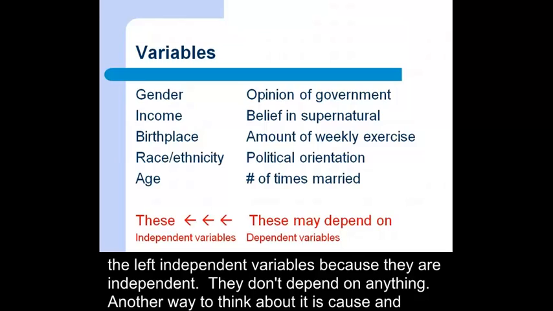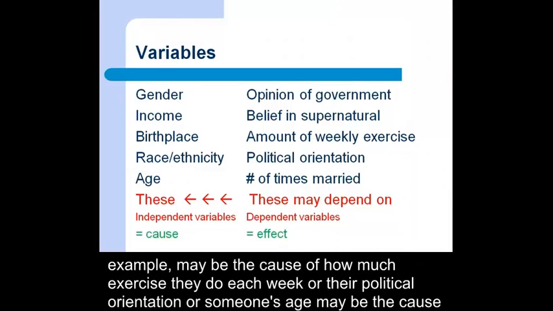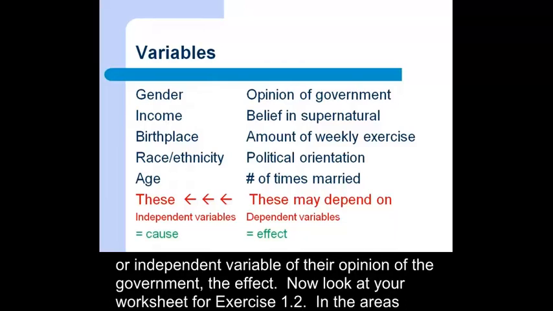Another way to think about it is cause and effect. The cause are the variables in the left-hand column. The effect are the variables in the right-hand column. Someone's gender, for example, may be the cause of how much exercise they do each week, or their political orientation. Or someone's age may be the cause, or independent variable, of their opinion of the government, the effect.